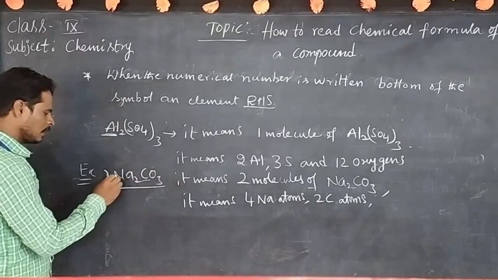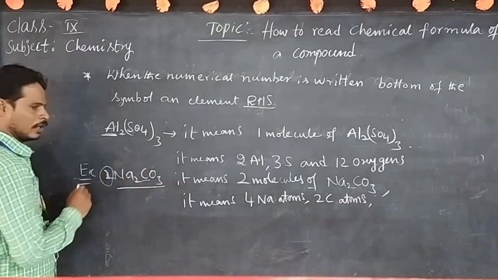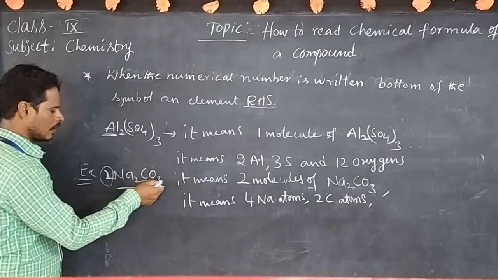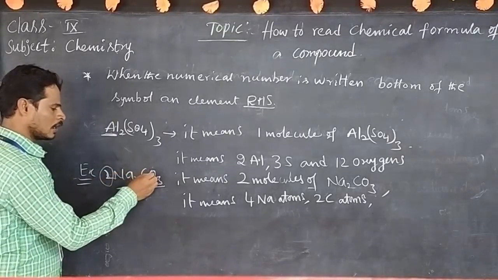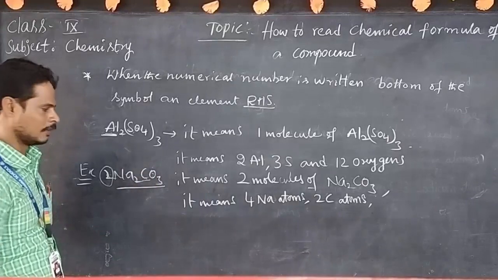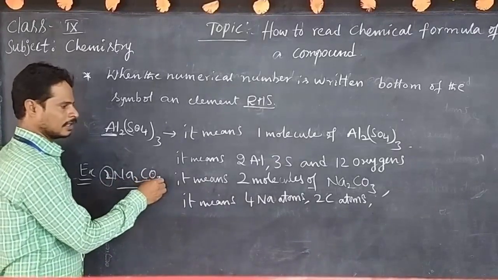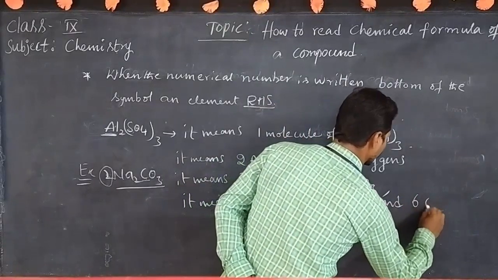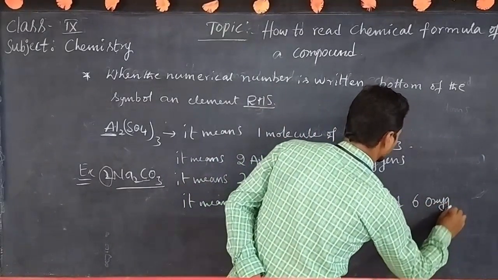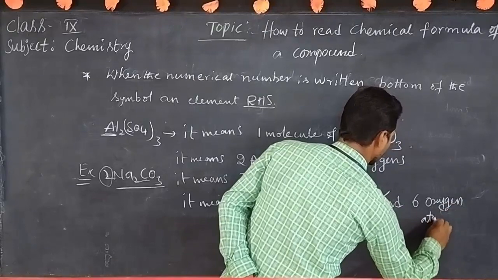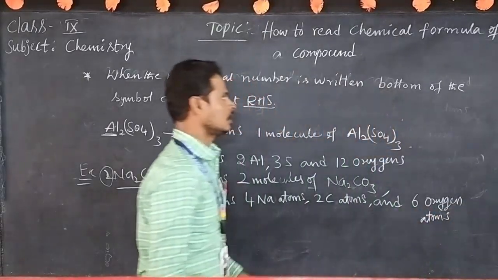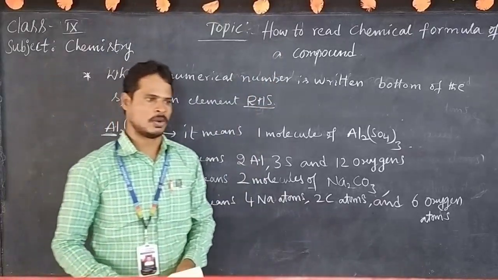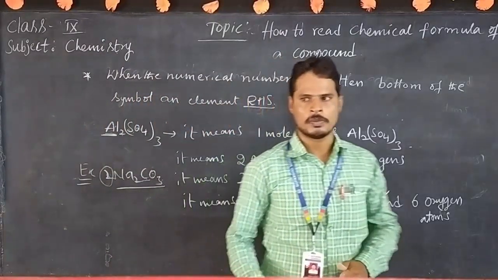But here, in front of this formula, we have the number 2. This coefficient number and subscript number are multiplied, and we get the total number of oxygen atoms. 2 into 3, 6. 6 oxygen atoms. So this is how to read the chemical formula of a compound. This is a very important topic.